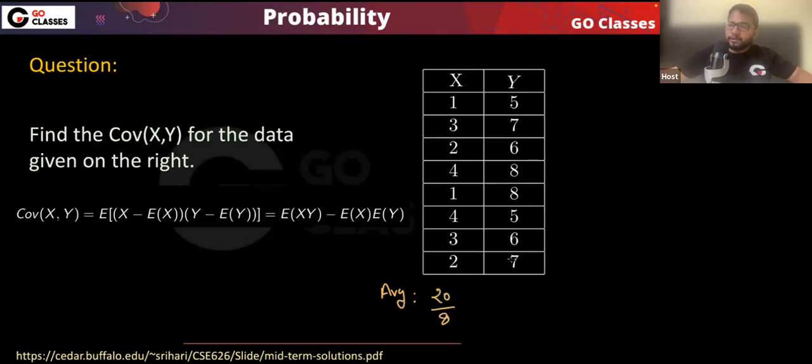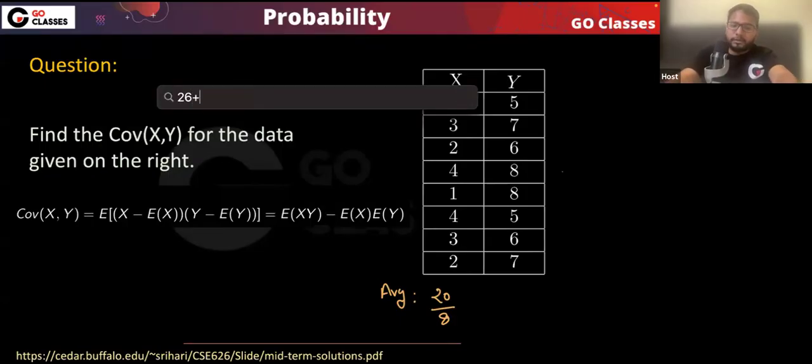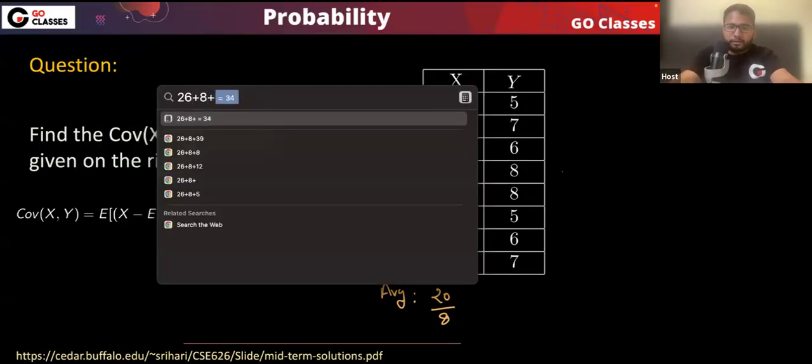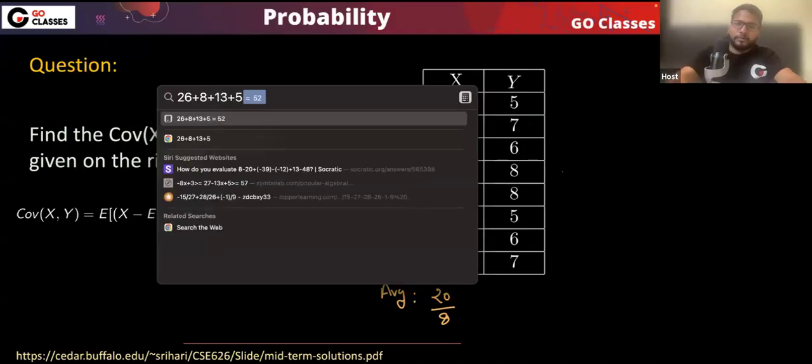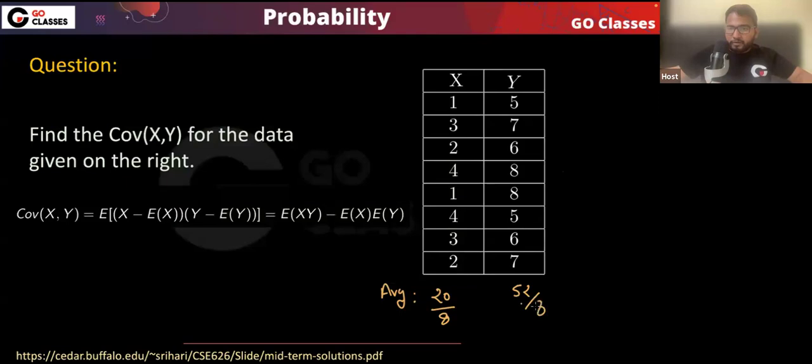Similarly, what is this average? 13 plus 5, 18, 18 plus 8, 26. Let me just do it. 26 plus 8 plus 13 plus 5, 52 divided by 8. So this is 52 divided by 8. Now let's suppose these averages we have got, right?